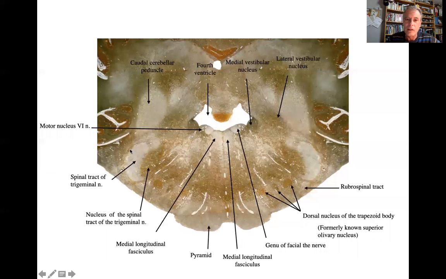So again, this is a complete image, right? You have here, remember, the dorsal nucleus of the trapezoid body, formerly known as the superior olivary nucleus. And again, the rubrospinal tract, look where it is, a motor tract. And this is a sensory spinal tract of the trigeminal nerve with the nucleus of the spinal tract of the trigeminal nerve. And here as well, the medial longitudinal fasciculus, because it's connecting vestibular nuclei with nuclei for the movement of the eyes.